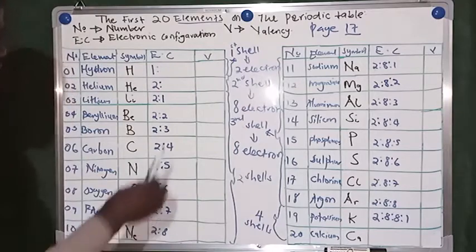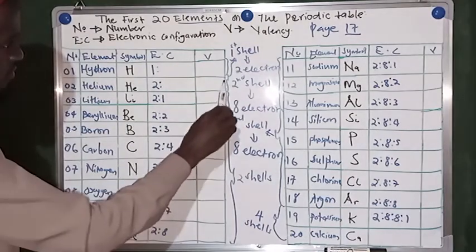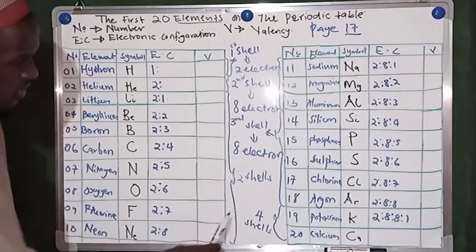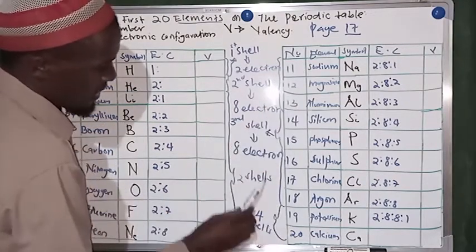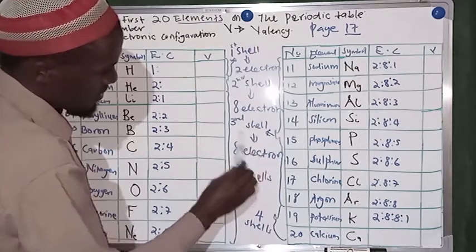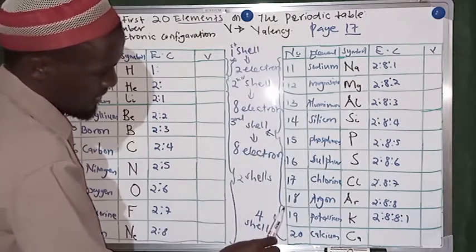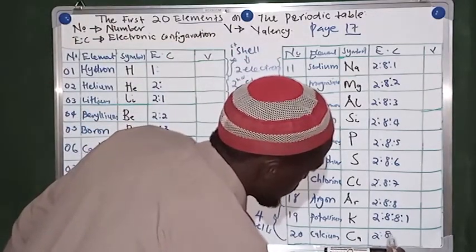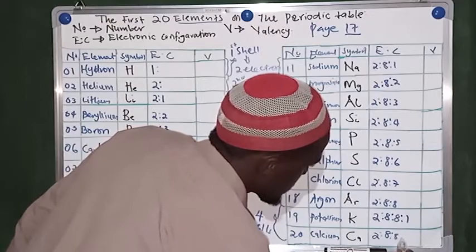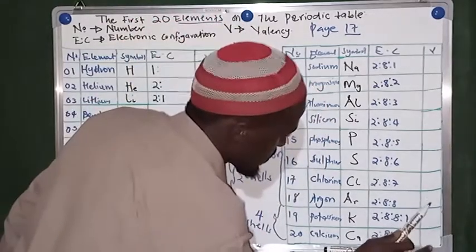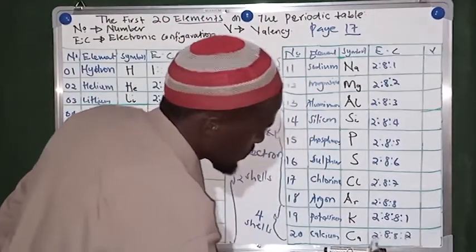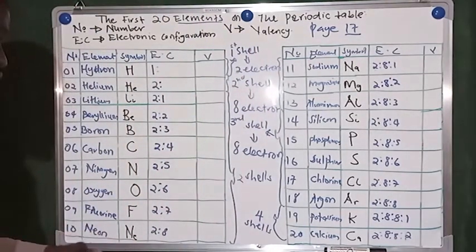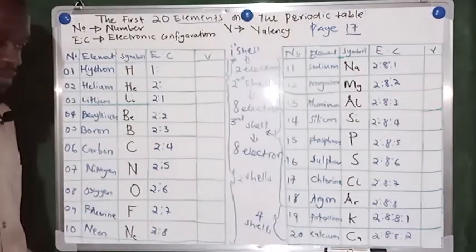So these two have one shell. From number 3 up to number 10, they have 2 shells. From number 11 up to number 18, they have 3 shells. From number 19 up to number 20, they have 4 shells. So this one is 2, 8, 8, 2. If you add 2 plus 2, 4, and 8 plus 8 is 16, giving you 20. So that's how we write the electronic configurations.